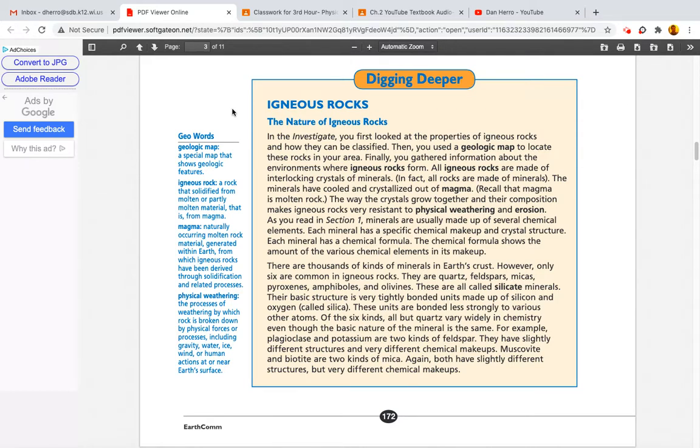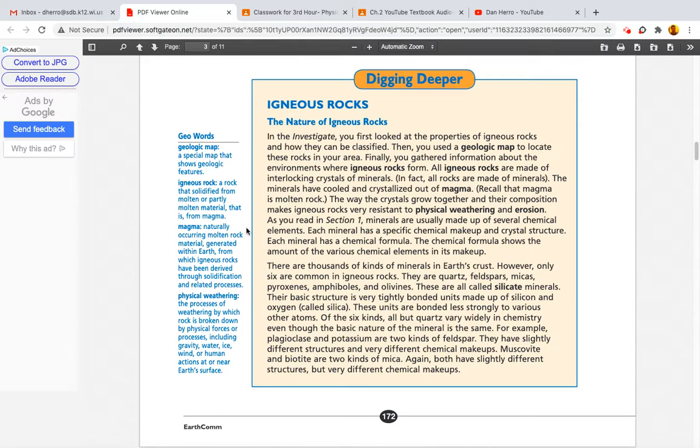All igneous rocks are made of interlocking crystals of minerals. In fact, all rocks are made of minerals. The minerals have cooled and crystallized out of magma. Recall that magma is molten rock. The way the crystals grow together and their composition makes igneous rocks very resistant to physical weathering and erosion.